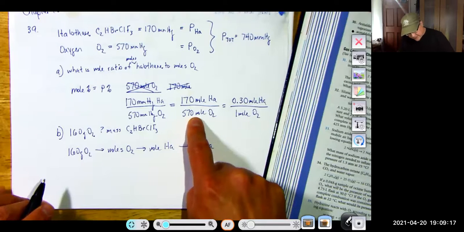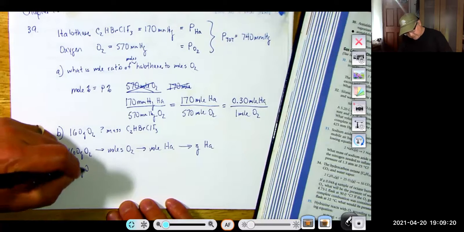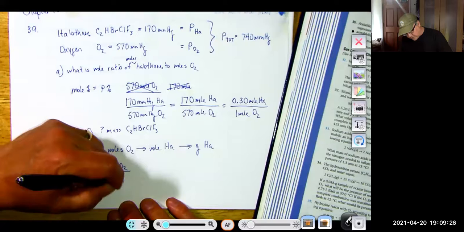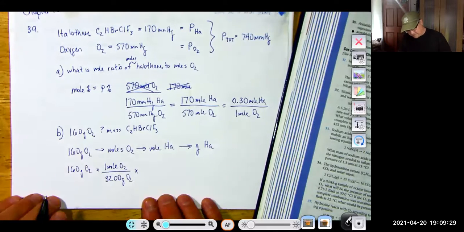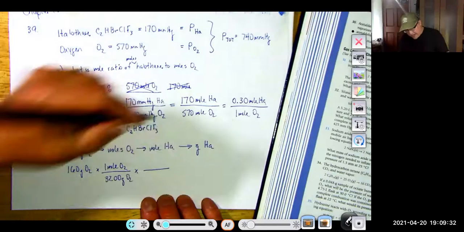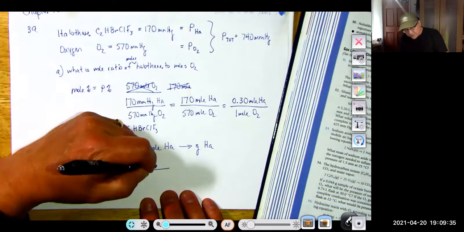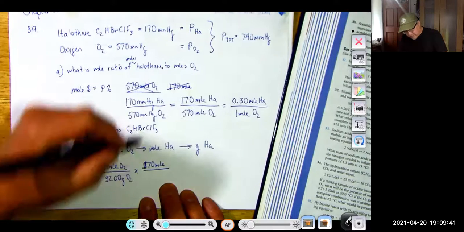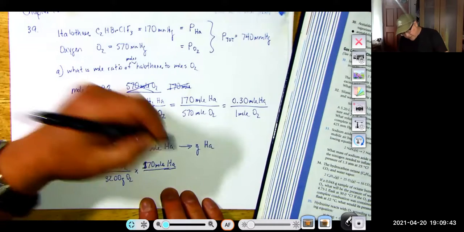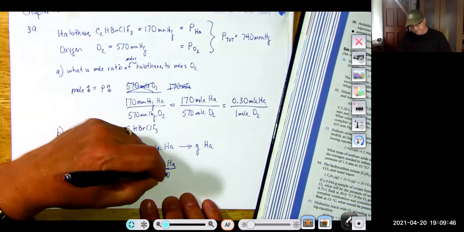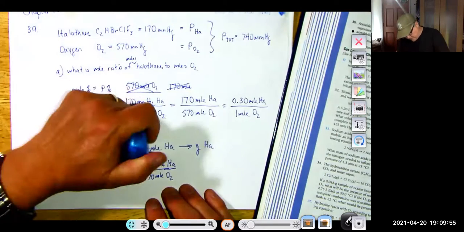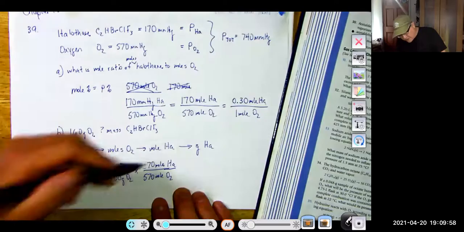Okay, so let's look at the setup. 160 grams of O2 times 1 mole of O2 per 32.00 grams of O2. And you're okay with that, right? And here, we're going to say 170 moles of halothane to 570 moles of O2. So I'm going to do a little something to this so it looks a little better on paper here. A little white out and a 1.